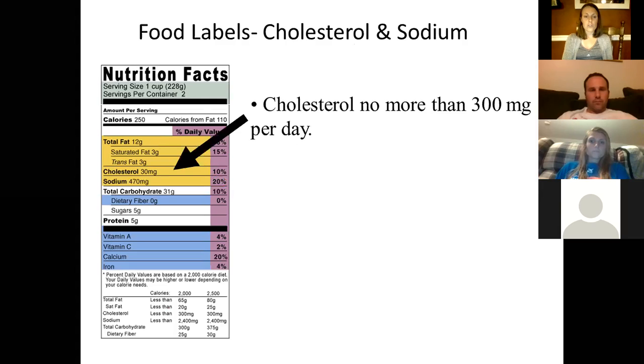Does anyone know, do you have a history of high cholesterol in your family? Heart disease? Okay, it's pretty common in the US. So a lot of people do try to reduce those cholesterol numbers. And we do get cholesterol from all animal products. No plant-based products have any cholesterol.